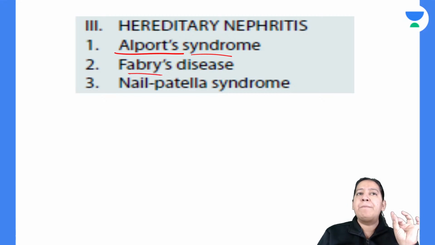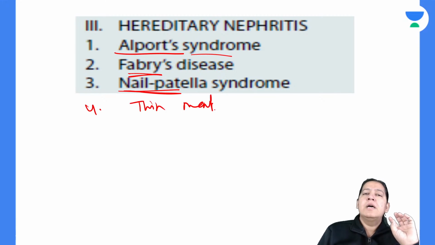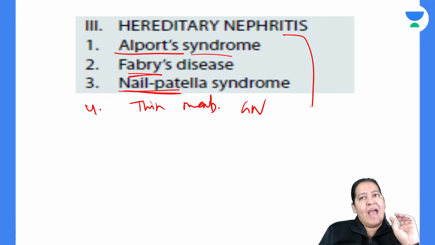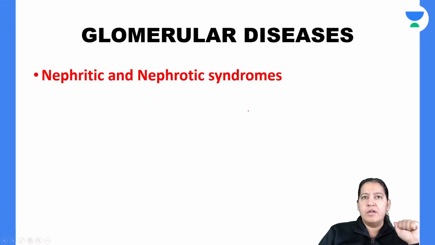Right. The second is Fabry disease. The third one is nail patella. And fourth is thin membrane glomerulonephritis. So these are the 4 congenital or hereditary glomerulonephritis. Have you got it? Who will enumerate?